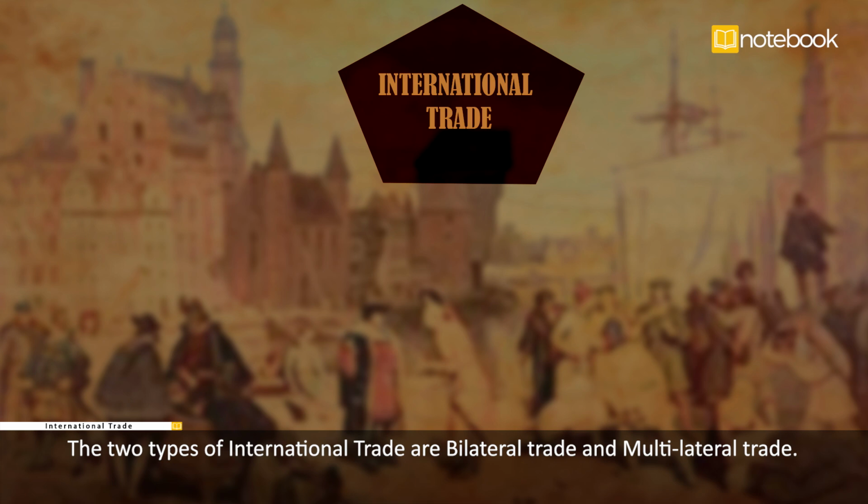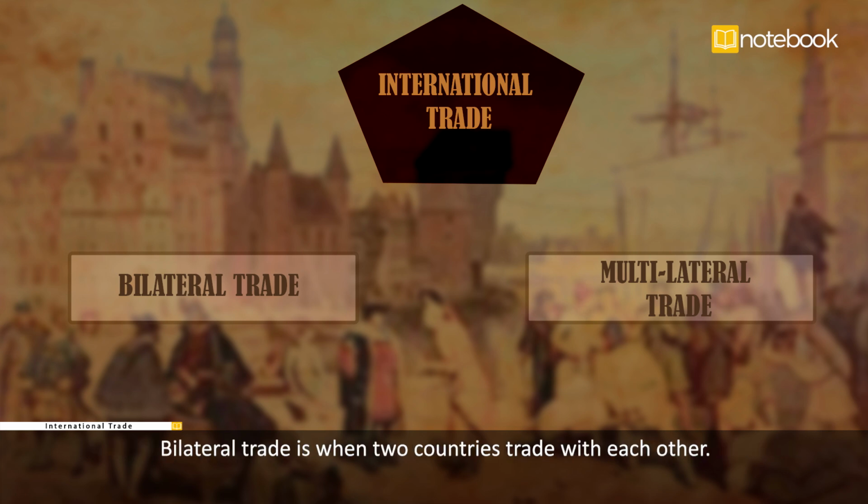The two types of international trade are bilateral trade and multilateral trade. Bilateral trade is when two countries trade with each other. Multilateral trade is conducted with many trading countries.